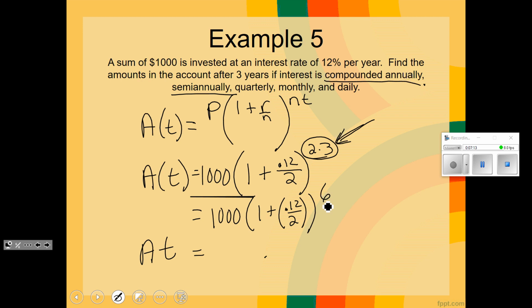Okay, so tell me, if I do it twice a year, $1,000.